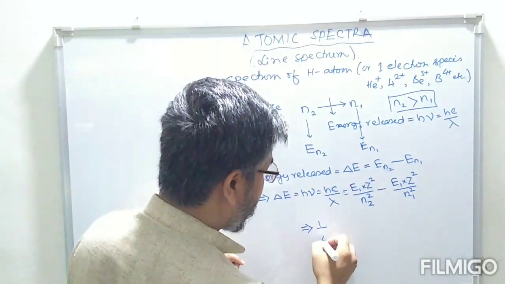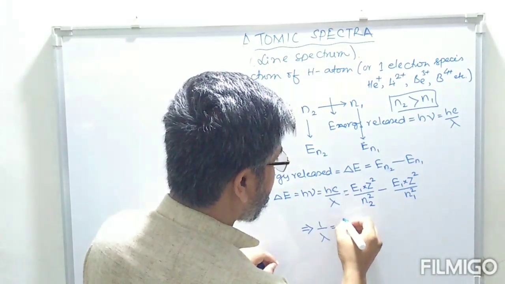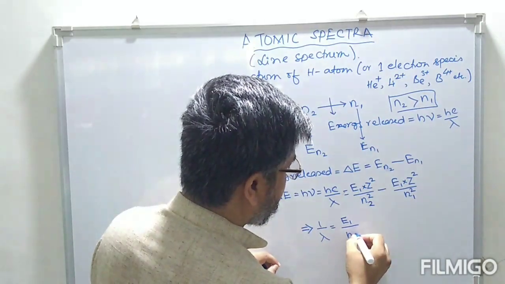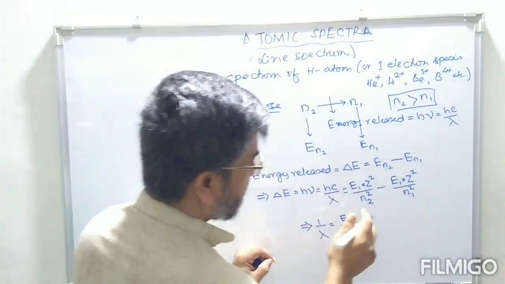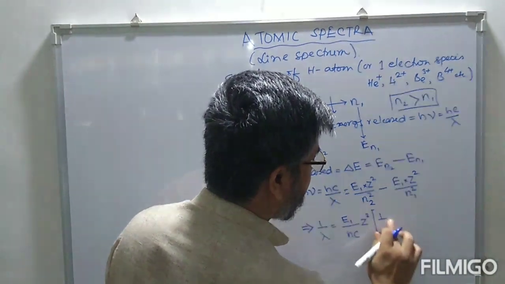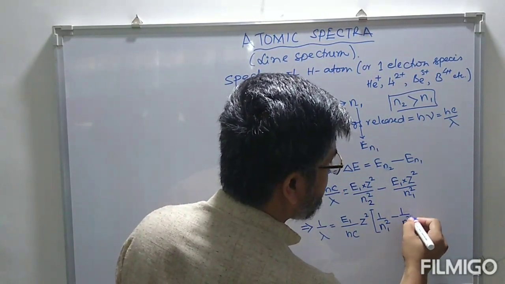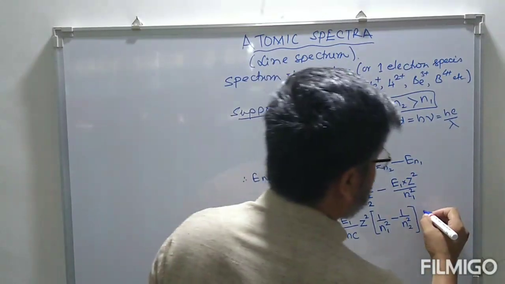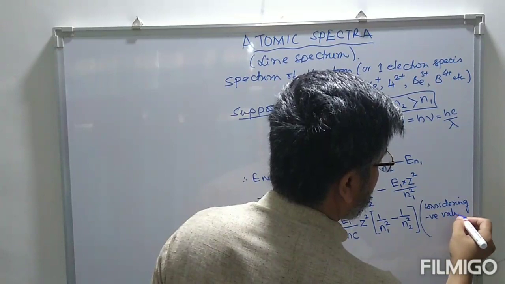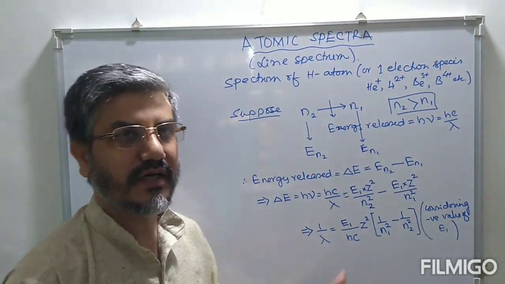this 1 by lambda is equals to E1 divided by HC. So 1 by lambda is equals to E1 by HC into Z square, 1 by N1 square minus 1 by N2 square, that is considering negative value of E1. E1 is always a fixed energy of electron in the first orbit of hydrogen atom.